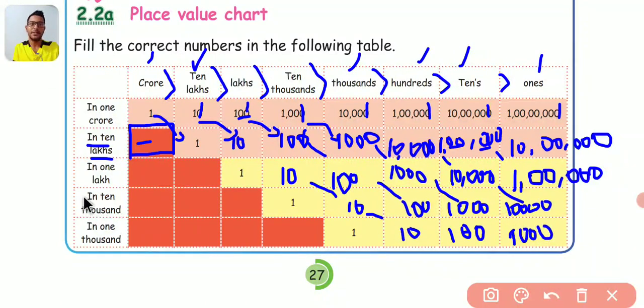So now you see in 1 lakh, how many lakhs? There is only 1 lakh. In 1 lakh, how many 10,000? There is 10,000. In 1 lakh, how many thousand? There are 100,000. In this way you can trade, okay. So that's all, students. I'm going to move to the next page.